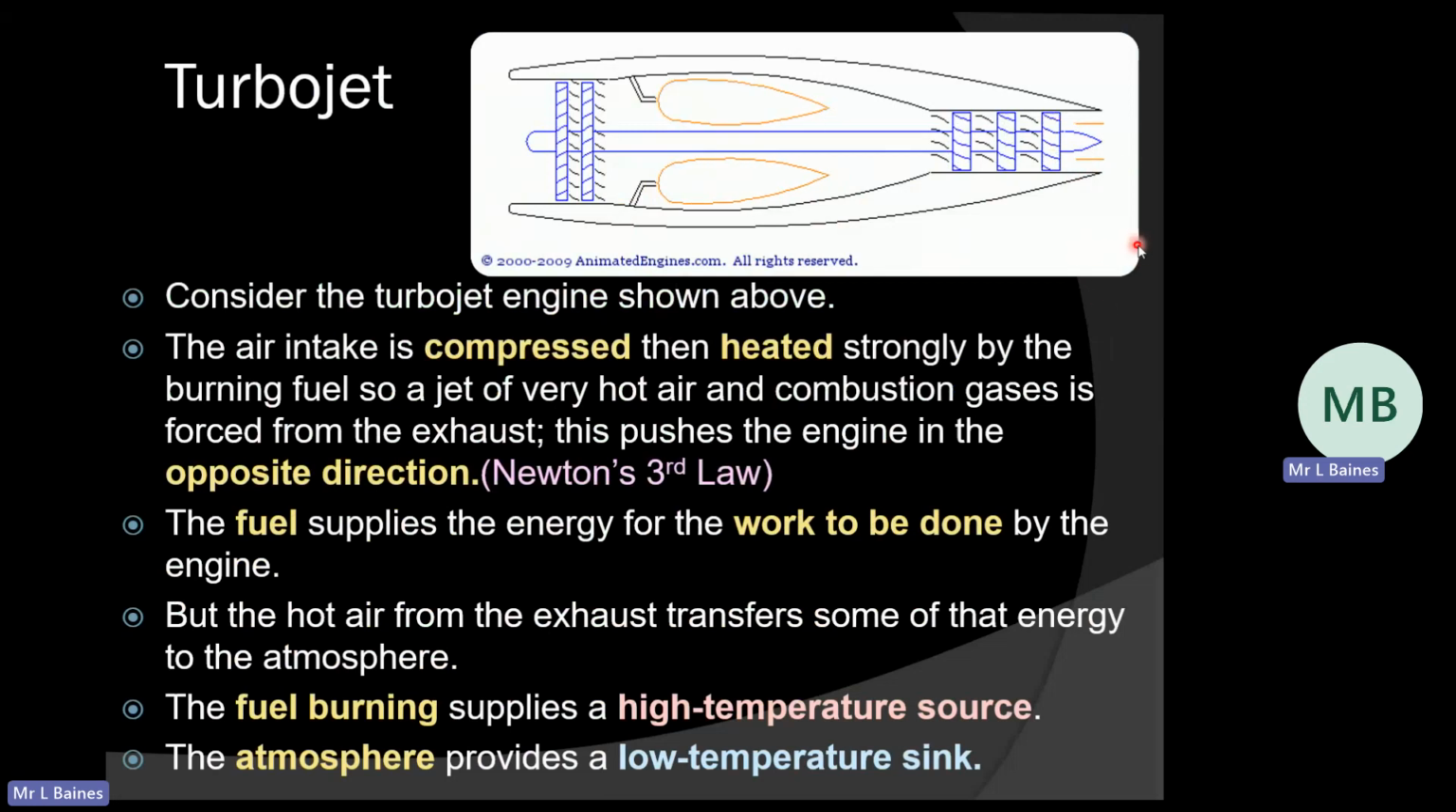So if we go back to that diagram that we had before, this is the input. We have the output, which is waste energy, and then the work that's being done is the rotation of these turbines on the way out, which forces our object forward.